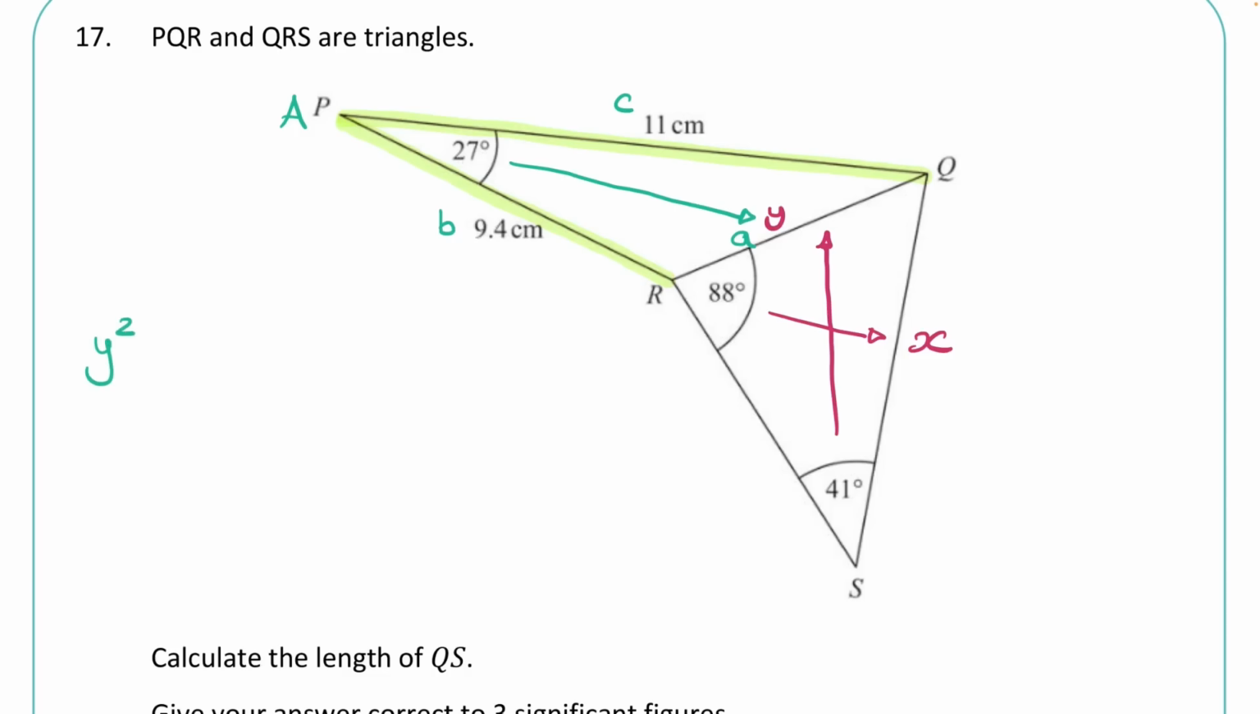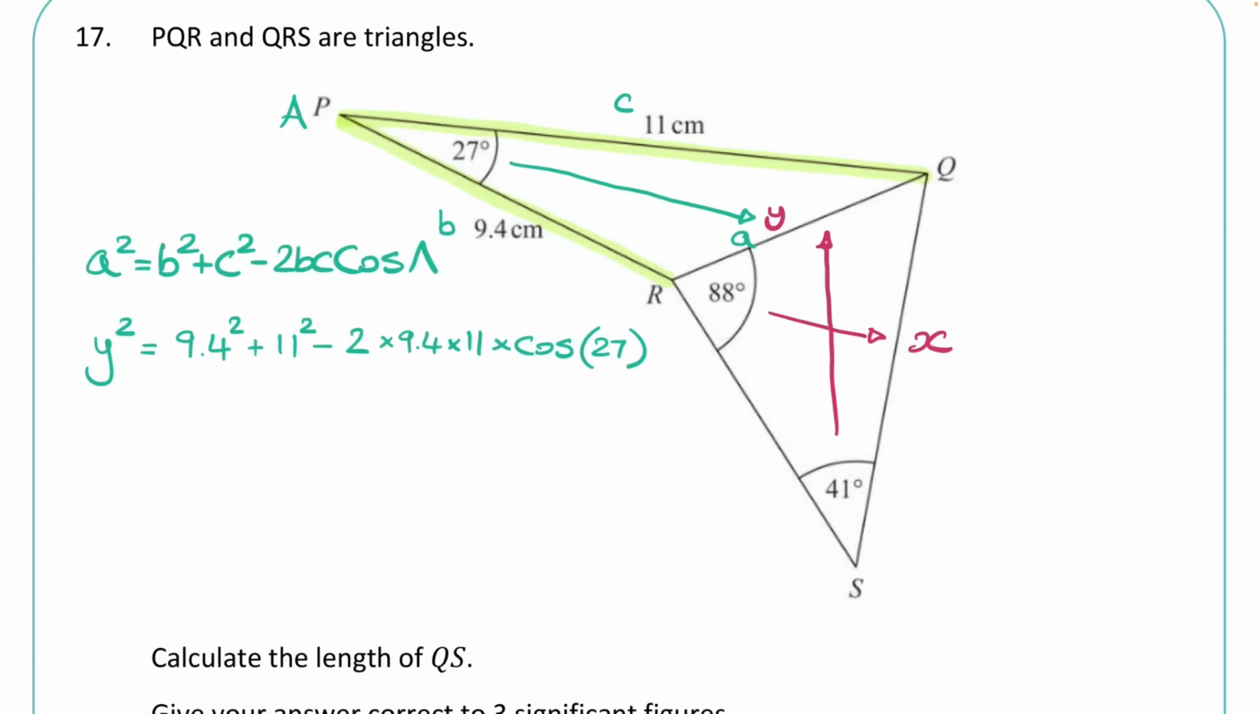So y squared, the one that we've called y, is equal to, and the cosine rule is a squared equals b squared plus c squared, so 9.4 squared plus 11 squared minus 2bc, so times 9.4 times 11 times cos, and then the angle 27. You don't need to put a times sign there between 11 and cos 27, but as we put times signs between everything else, we may as well. So it's always worth writing the formula down: A squared equals b squared plus c squared minus 2bc cos A. Just to make sure as we move through the question, we're not making any mistakes with our formula.